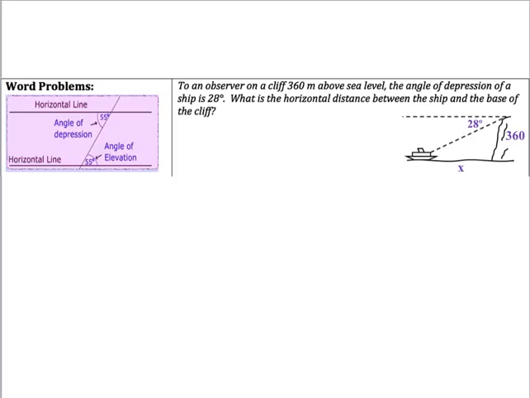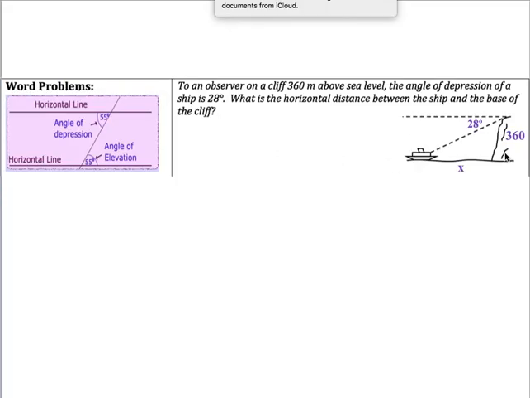So we label the picture with the information we have. We know how tall the cliff was, 360 meters above sea level. We know how far they had to tilt their head down to look at the ship. That's 28 degrees, the angle of depression. And they're asking us what is the horizontal distance from the ship to the base of the cliff. So that's where the x goes.